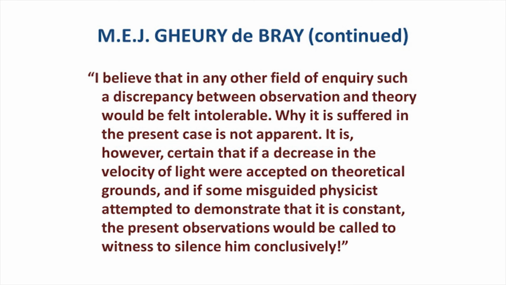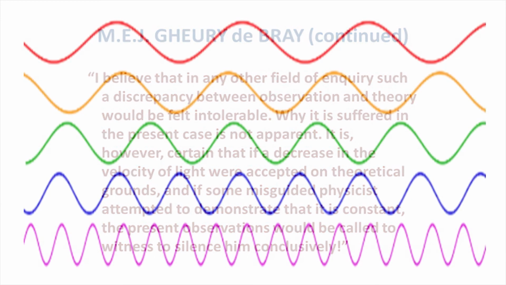Goury-Debray continued by saying something that is still relevant today. Quote, "I believe that in any other field of inquiry, such a discrepancy between observation and theory would be felt intolerable. Why it has suffered in the present case is not apparent. It is, however, certain that if a decrease in the velocity of light were accepted on theoretical grounds, and if some misguided physicist attempted to demonstrate that it is constant, the present observations would be called to witness to silence him conclusively." End quote.